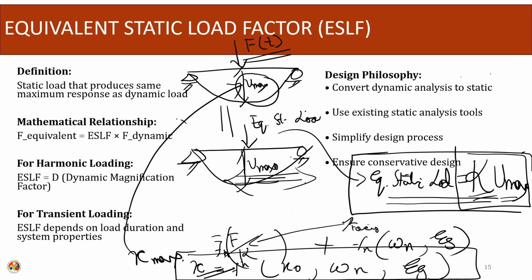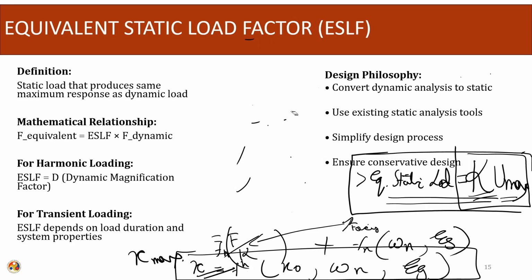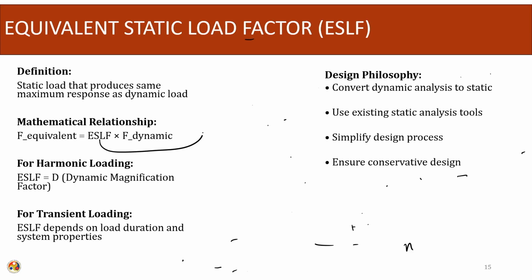This is the mathematical relationship of the equivalent static load, where F equivalent equals the equivalent static load factor times the F dynamic. It means that ESL is coming from u max divided by u naught, and u naught again was a function of F naught divided by k. So, this is how we are getting the F equivalent.